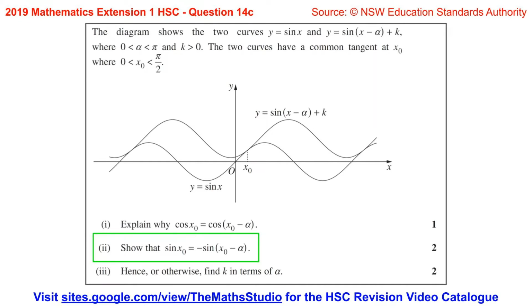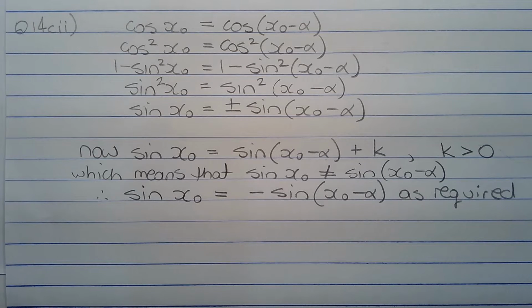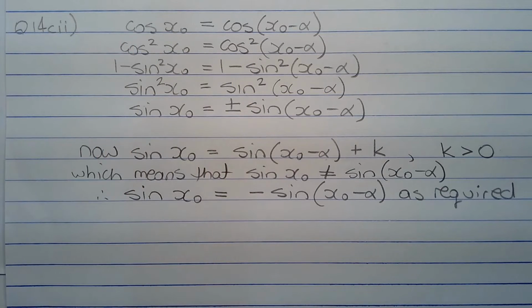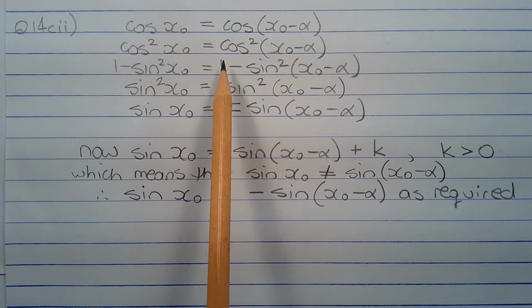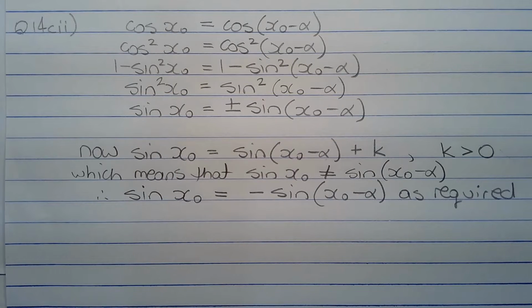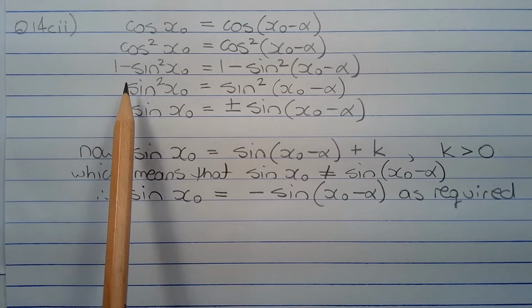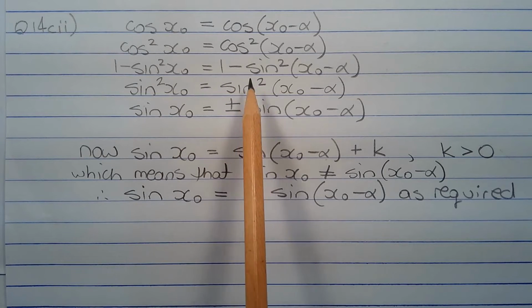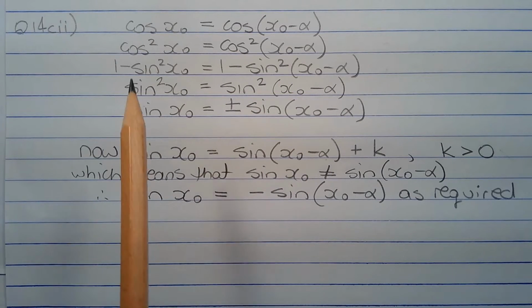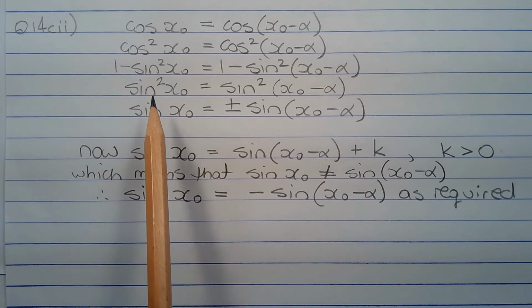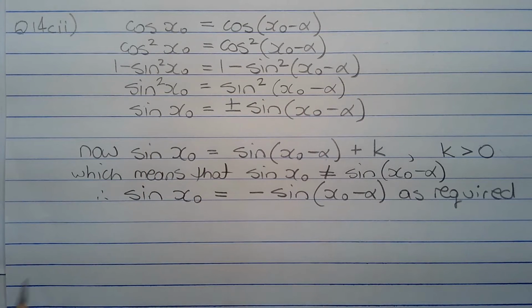Part 2. Show that sin x0 is equal to negative sin(x0 minus alpha). From part 1, cos x0 equals cos(x0 minus alpha). Squaring both sides of the equation, we have cos squared x0 equals cos squared (x0 minus alpha). Now applying a Pythagorean identity to express cos squared in terms of sin squared, we have 1 minus sin squared x0 equals 1 minus sin squared (x0 minus alpha). Subtracting 1 from both sides and multiplying both sides by negative 1, we have sin squared x0 equals sin squared (x0 minus alpha).